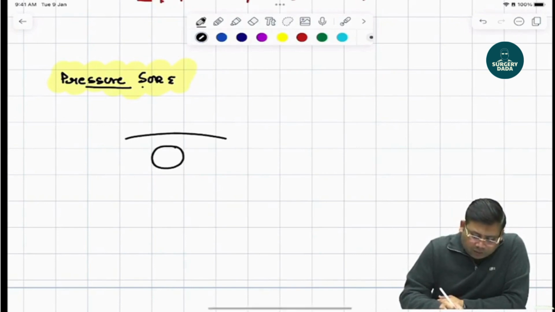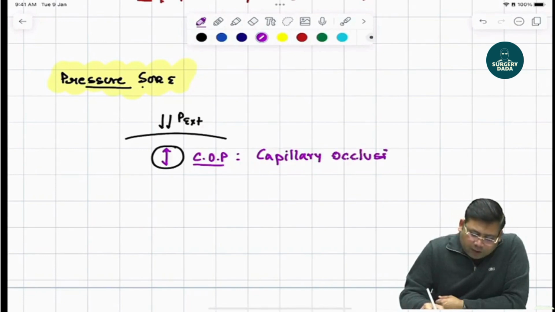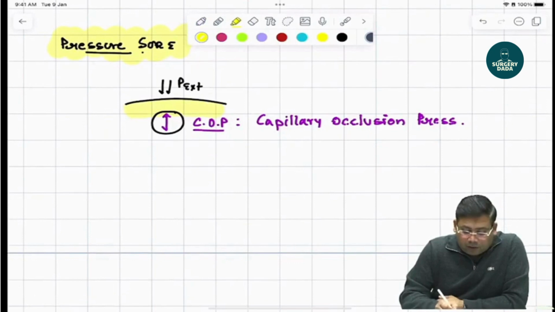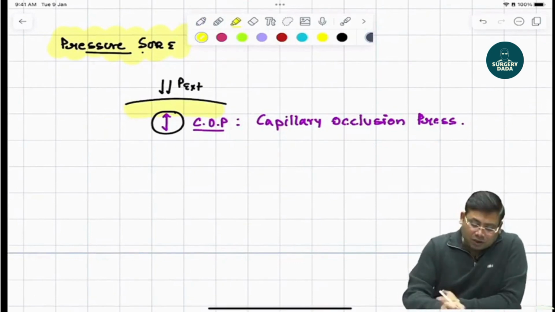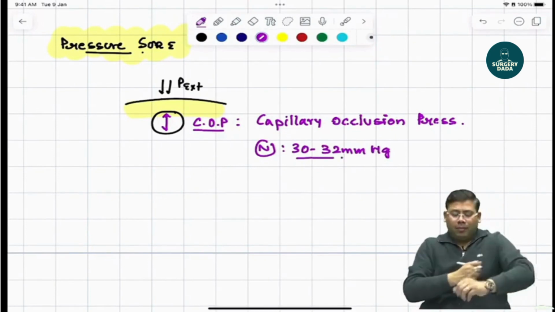This is the P external, and P external will try to collapse the capillary. To collapse a capillary we have a pressure which is known as COP. What is COP? Basically this is capillary occlusion pressure. Normally the external pressure cannot reach the COP level. Why? Because of the pad of fat. The normal COP is 30 to 32 mmHg.